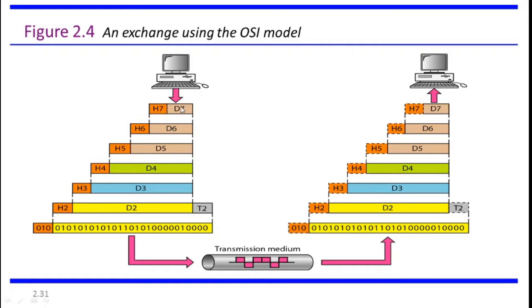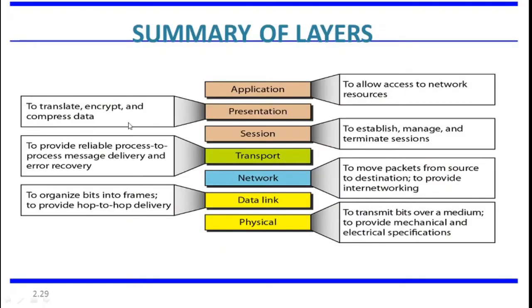For example, when you send a Word document, it contains details about the corresponding application in which it was created and in which it can be opened, and all other details will be stored in H7. And when that becomes the payload for the presentation layer, it adds its own header H6, which contains the details about the encryption, translation and compression of data.